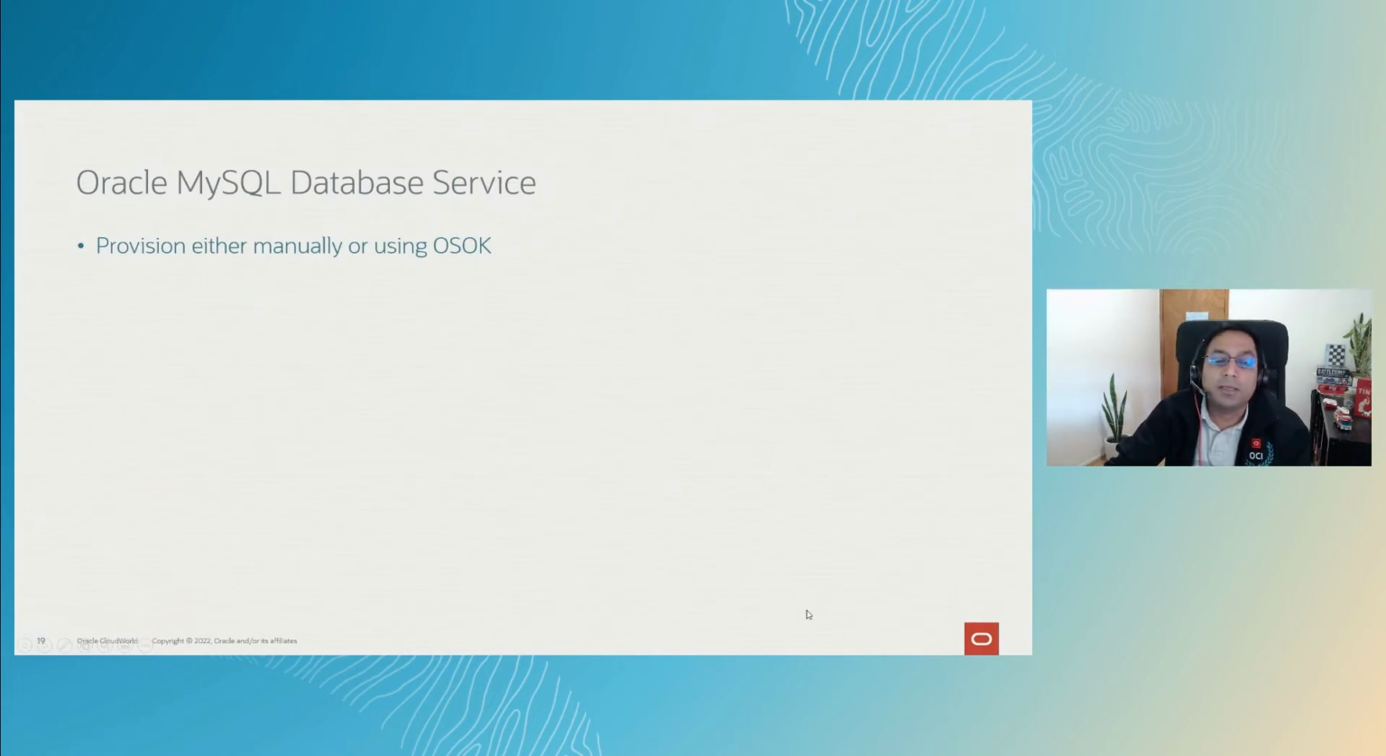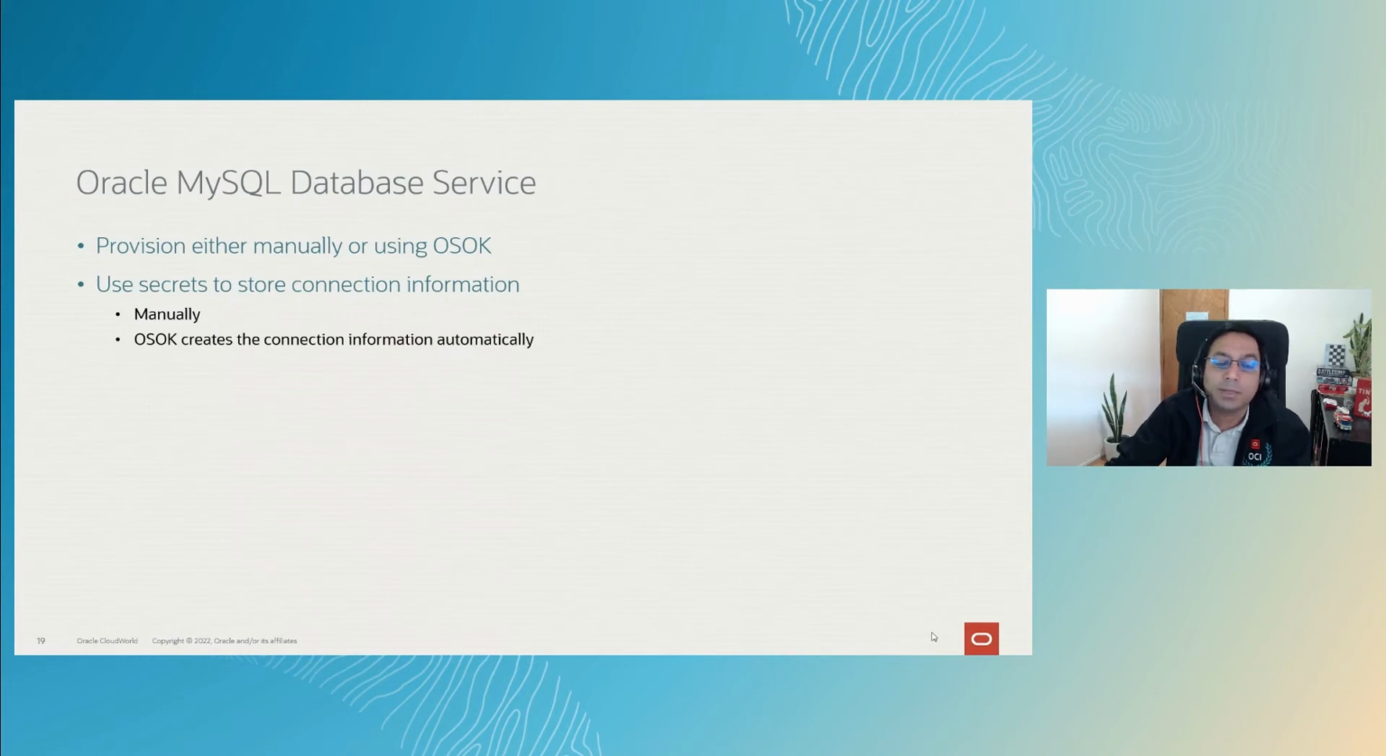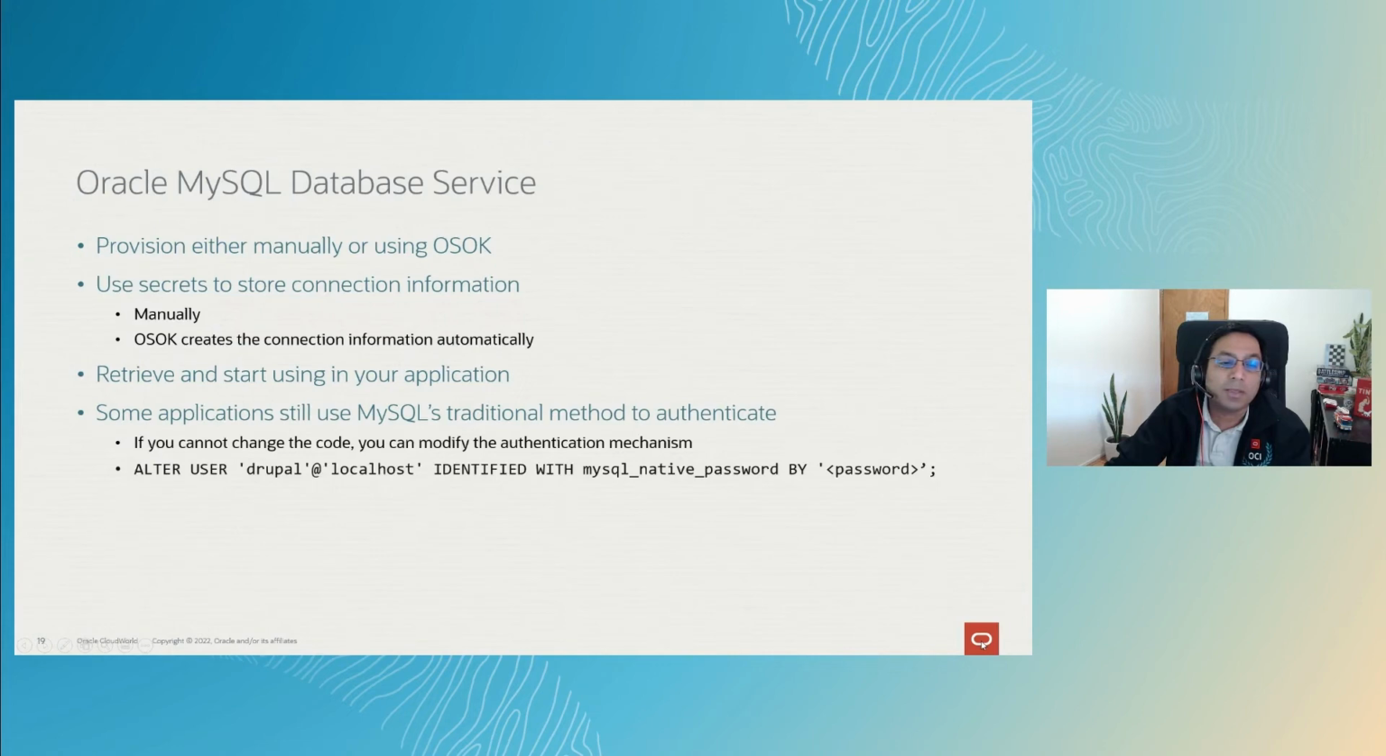Similarly, for the MySQL database service, you can provision this manually, that is through Terraform, through the console, or through the SDK or CLI, or you can use the service operator as well. And you can use secrets to store the connection information. Similar to the autonomous database, the service operator for Kubernetes creates the connection information automatically. In this case, you just need to start retrieving the connection information and start using it in your application.